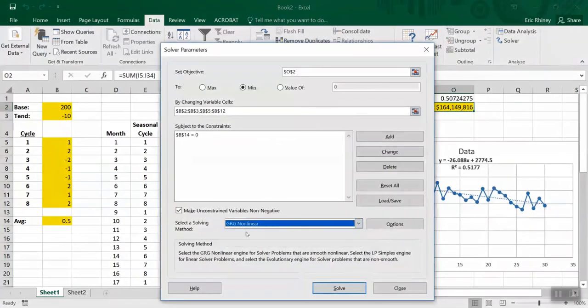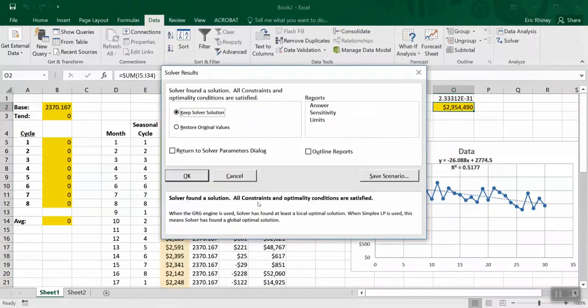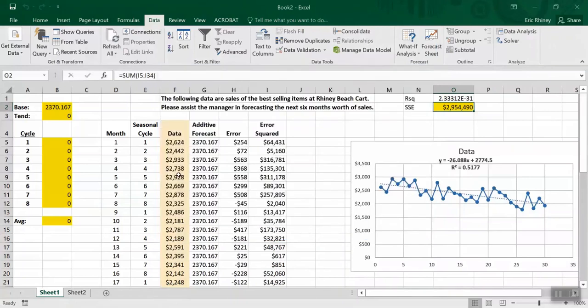We're going to use the nonlinear because we're looking at a nonlinear type of equation. All right. Honestly, I've never tried it, but you probably could use evolutionary here too. I don't know. It may come out. I should try it one time and see. All right. So we have everything. We're going to hit solve, and we're going to see what happens. Oh, wow. Let's see what happened.